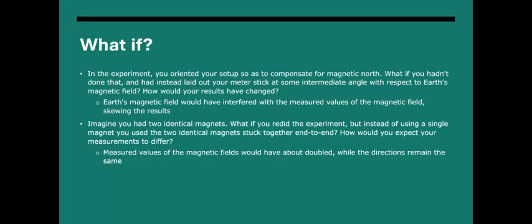The Earth's magnetic field would have interfered with the measured values of the magnetic field, and that could have skewed the results. And for the second one, if we had two identical magnets and we redid it, how would we expect them to differ? The measured values of the magnetic fields would have about doubled, but the directions would have remained the same.